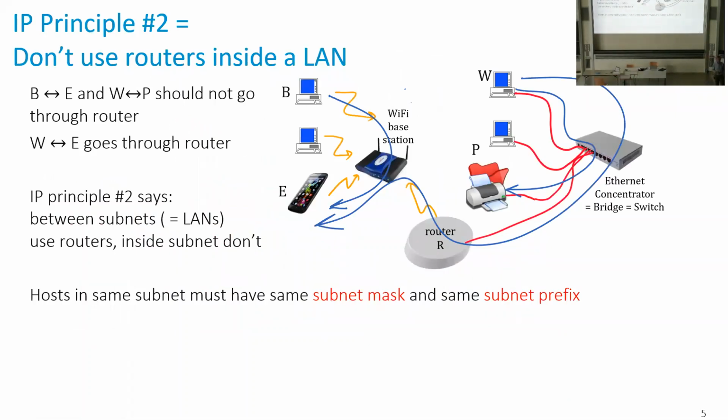There's a second principle, which says that inside a LAN, inside a local area network, you should not use routers. So if W communicates with P, then W should not send the packet to the router that would then forward it to P. It should send it directly to P.